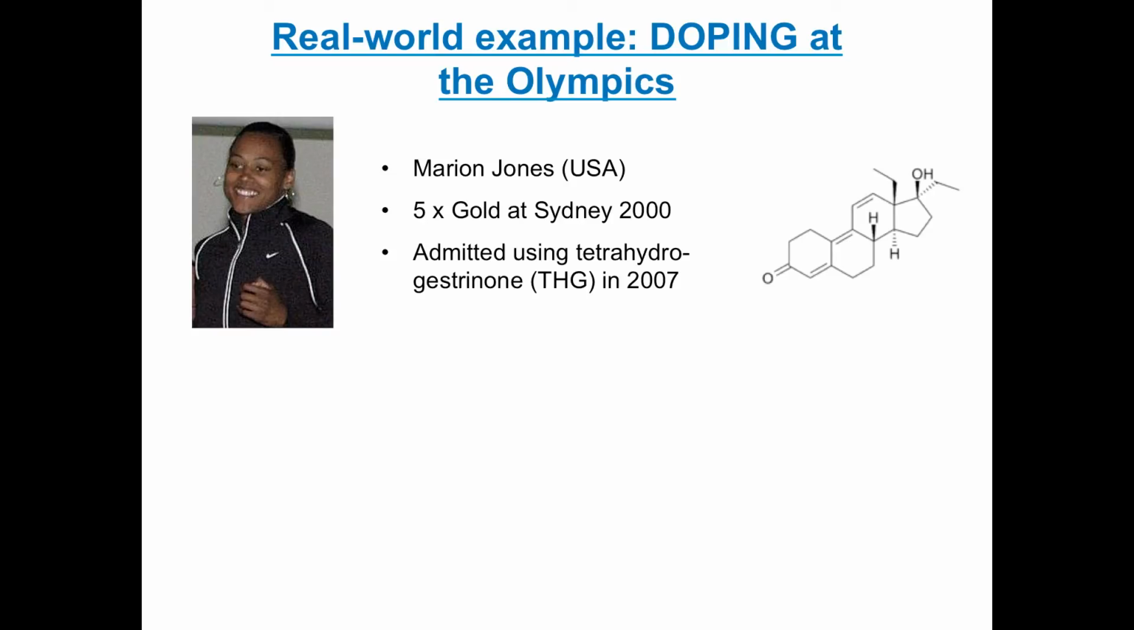So here's a real-world example of where mass spec can be used. It's used in doping detection. So this is a picture of Marion Jones. She won 5 gold medals in track and field at the Sydney Olympics. She subsequently admitted using this steroid, so she was doping. And she was subsequently stripped of all her medals. So the way she was caught out was through mass spectrometry.